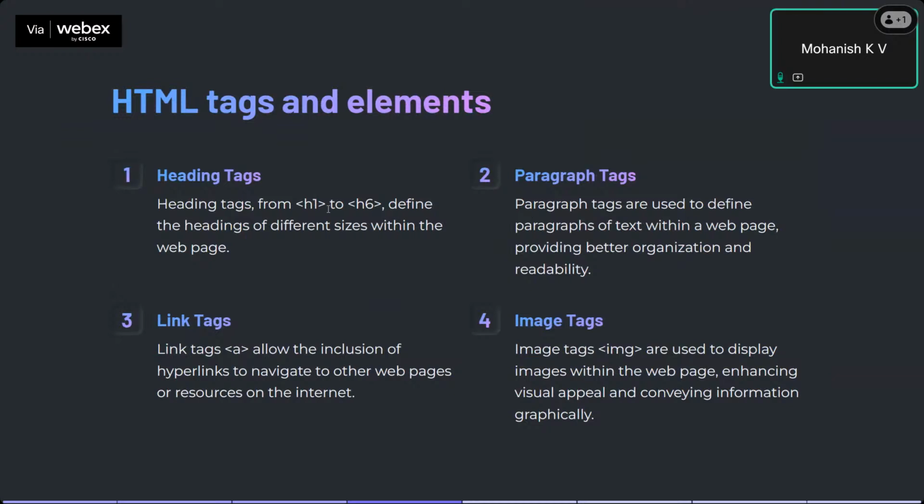The order of the heading is as per the number, H1 to H6. The H1 will be the bigger heading and the H6 will be the smallest one. H1, H2, H3, H4, H5, H6.